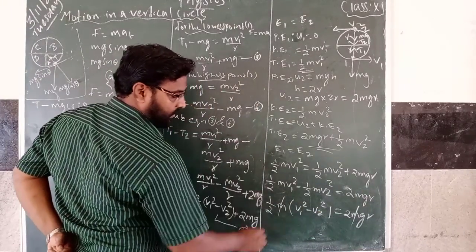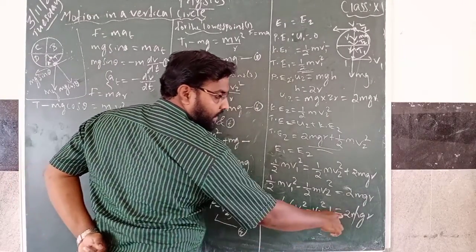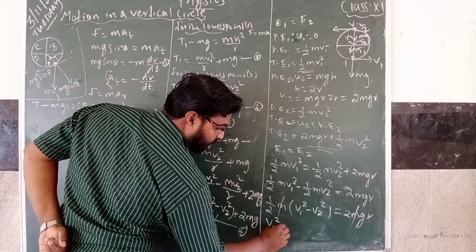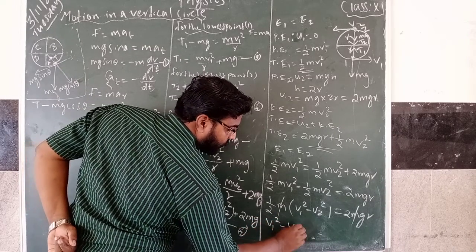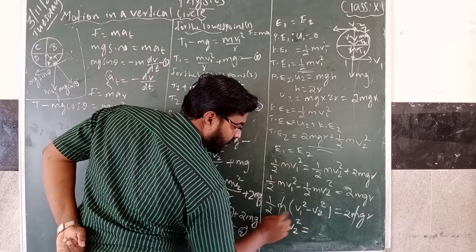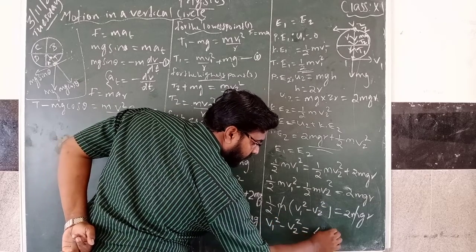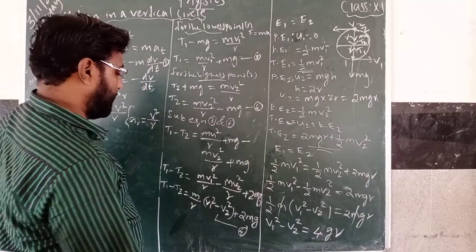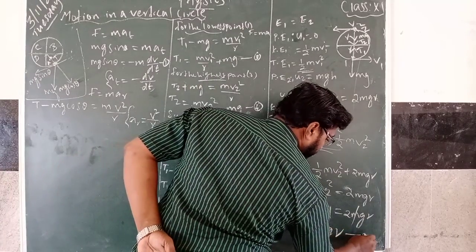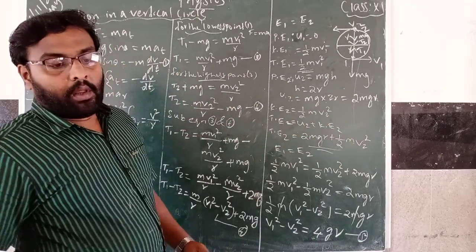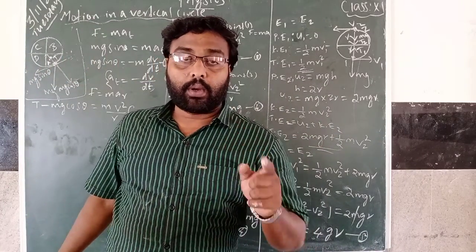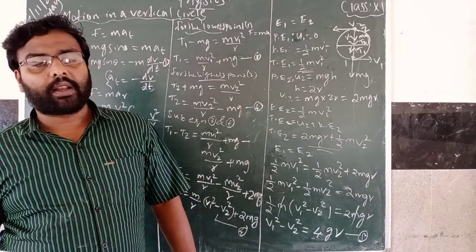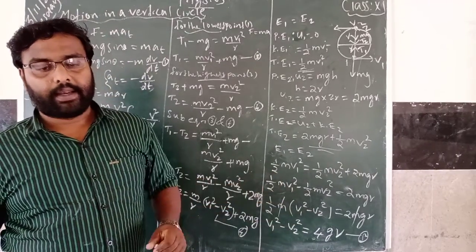M cancel. This 2 will go here, cross multiplication. So v1 square minus v2 square is equal to 2 into 2, 4gr. This is equation 5. So v1 square minus v2 square is equal to what? You will get 4gr.